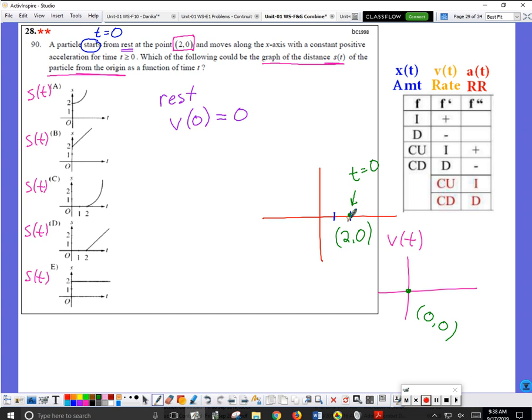Just wait. You have a question? Please. Does the 0 in the 2, 0 have anything to do with time equals 0? Outstanding question. This 0 has nothing to do with time. It's just saying on this grid system, that's where the particle started. They could have said something like this, Lauren. They could have said, the particle's on some grid, and it's going to start at, I don't know, 2 comma 3.